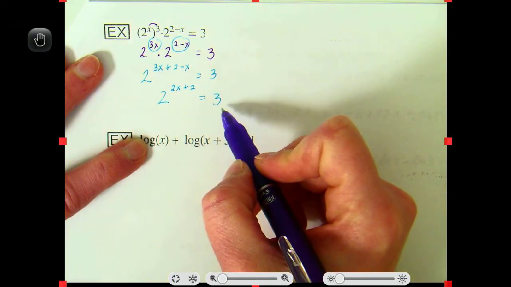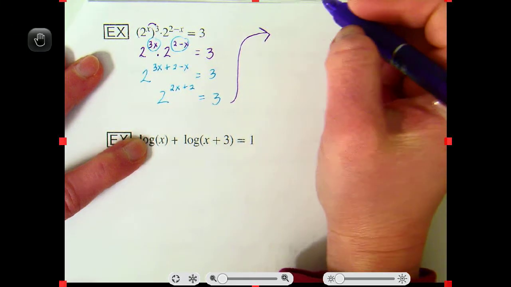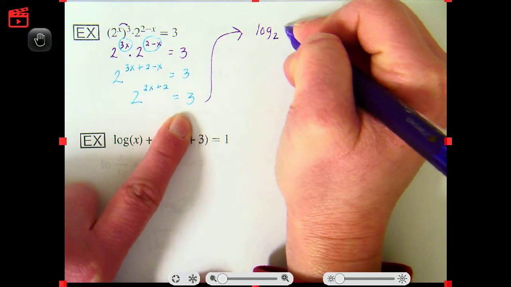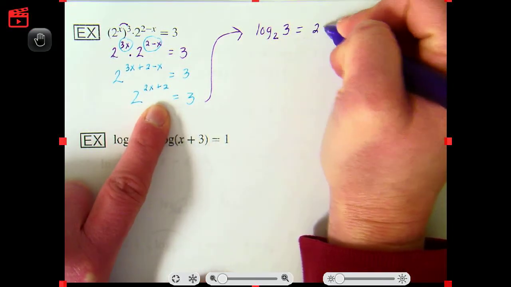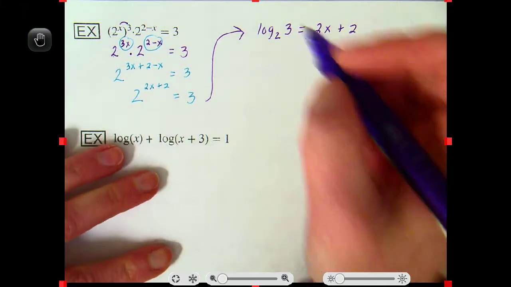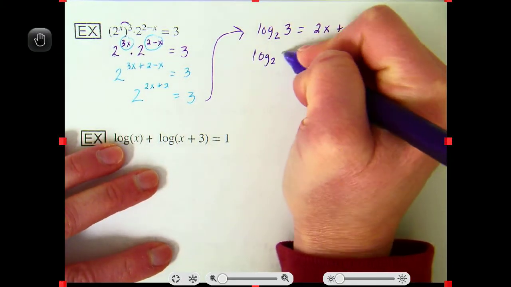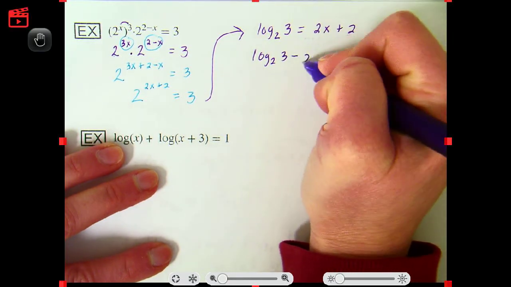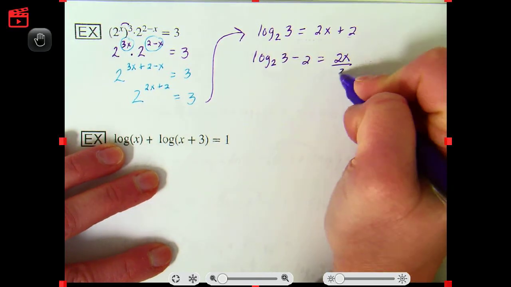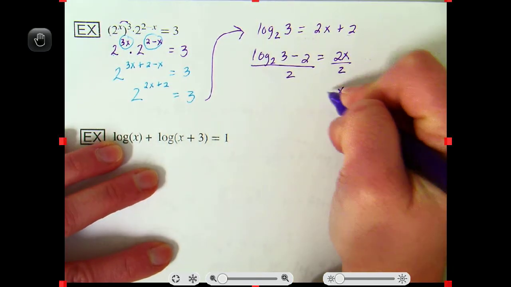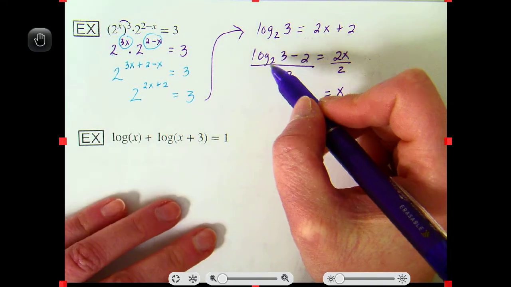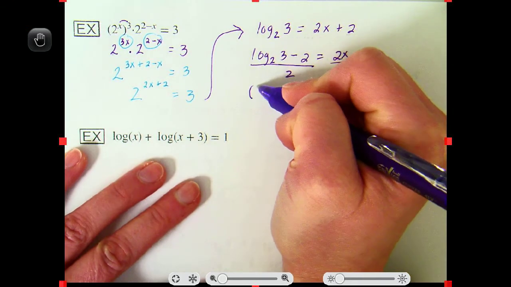Since this is a base of 2 and this is a base of 3, I'm never going to get them to match, so I'm going to switch it over to a log. So log base 2 of 3 is equal to 2x plus 2. Subtract the 2 over, and then divide by 2. So x is equal to all of this.